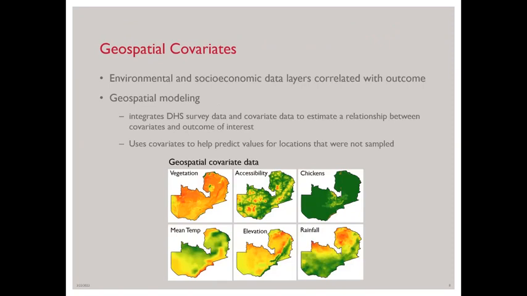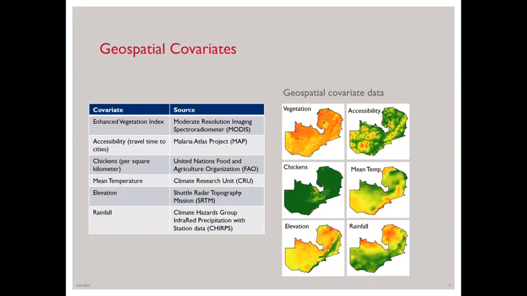Geospatial covariates are environmental and socioeconomic data layers that are correlated with the indicator of interest. Geospatial modeling uses this data to help estimate a relationship between the covariates and the indicator of interest, and then uses these covariates to predict values for locations that were not sampled. The figure on the bottom shows 6 different covariate layers that could be used in geospatial modeling. The covariates we use in our modeling are publicly available, and they come from sources including university research groups and NASA. So while here we are only showing 6 of the covariates, we use many more in our modeling process.